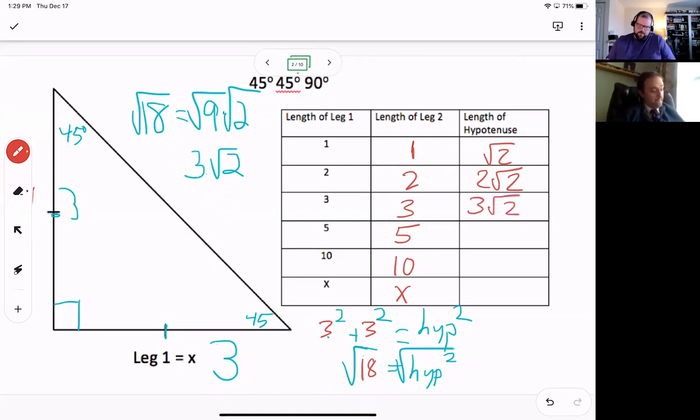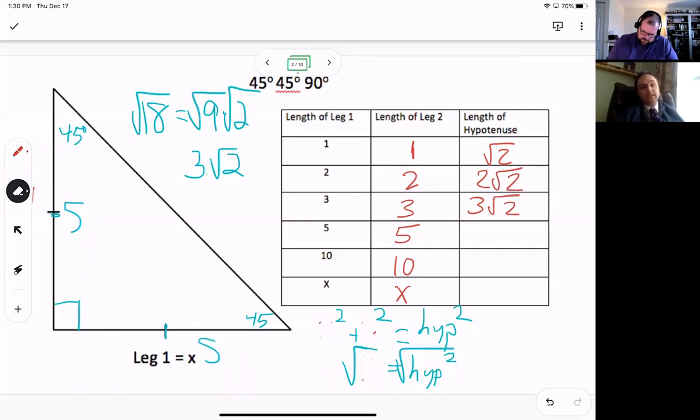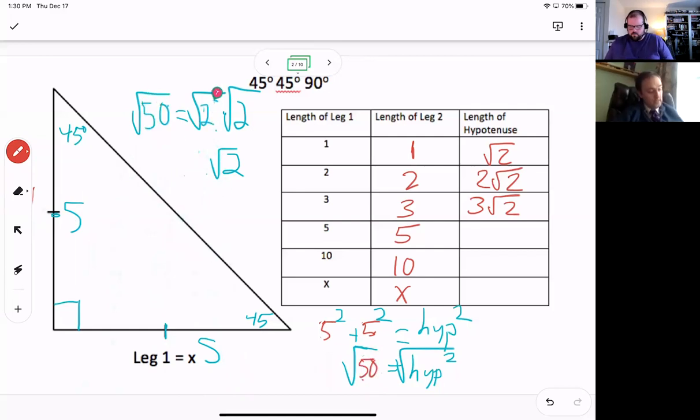Okay. Can we do the same thing with 5? Yes. So we got 5 and 5. I didn't try erasing this time. I thought you were going to do that part. So we got 5 squared is 25, and 25 plus 25 is going to be 50. So that's 50, but 50 is 25 times 2. Square root of 25 is 5. Oh, so we could say this is 5 square roots of 2.